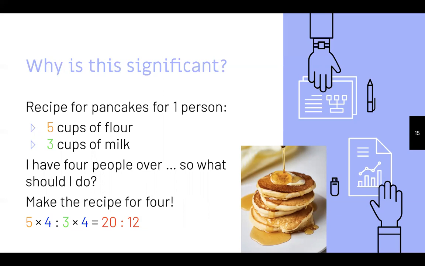So the ratio is 5 to 3. And if we multiply each by 4, because we have 4 people now, it becomes 20 cups of flour and 12 cups of milk. So that way you don't have to do it 4 times. You can just do one big mix and have it served for 4 people, right?